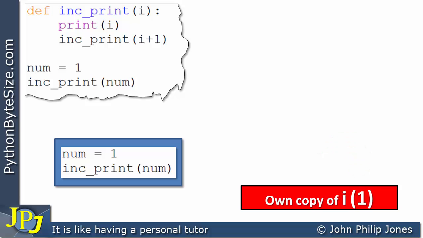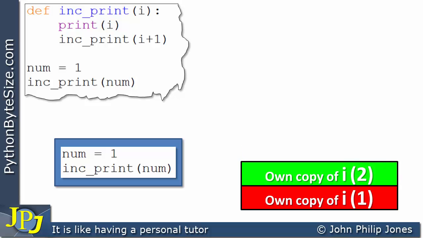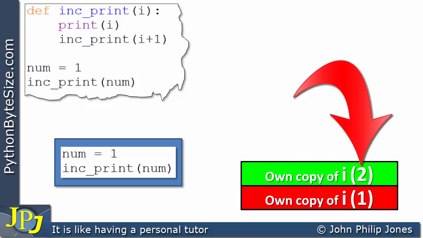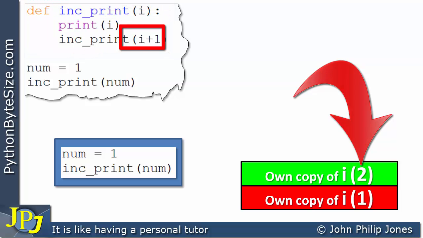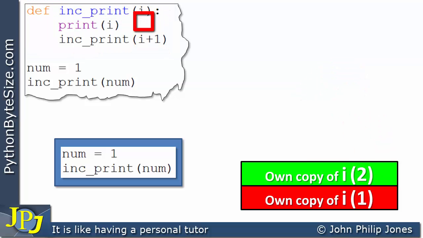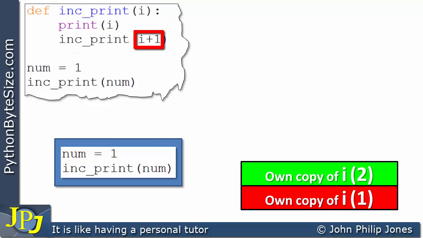Now, of course, the function will call itself. And this new call will create its own area of memory, or Python will create that area of memory, and we can show that here. And it will have its own copy of I, which will store the value of 2. Because when we called this, remember I was already 1, and we're adding 1 to it, which gives 2. And this new call will cause this to execute again, and this is 2 plus 1, which is 3.